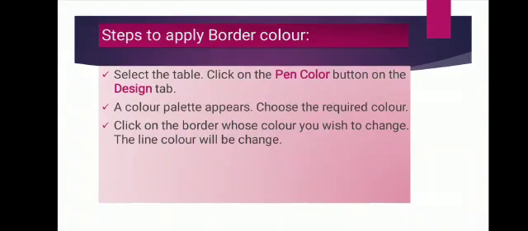So, steps to apply border color. Select the table, click on the pen color button on the design tab, then one color palette will appear. Choose the color you require, and the mouse pointer changes to the pencil shape. Now click on the border whose color you wish to change, or simply drag the mouse on the cell border and then release the button, and you will change that. Your line color will be changed.